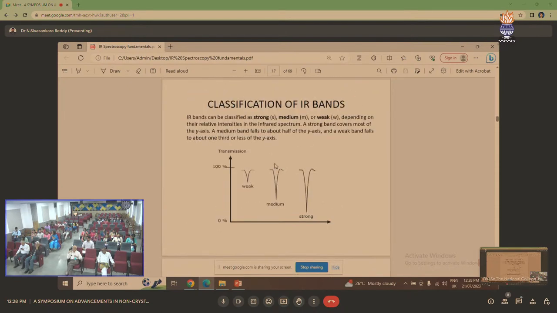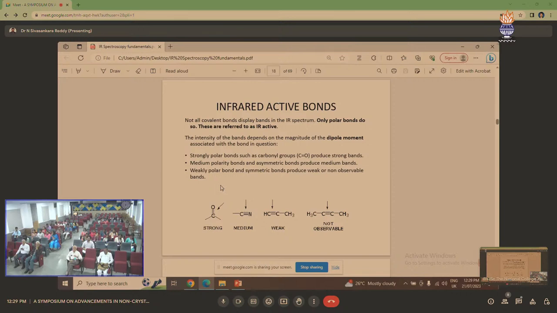You can see now the classification of IR bands. There are strong bands, weak bands, and medium bands. How do you classify that? It is based on the intensity, on the length along the y-axis. Normally, intensity is plotted. You can clearly see this third band is very strong, this is a medium band, and this is a weak band. It is because some bonds are strong, some are weak, some are not observable, some are medium.